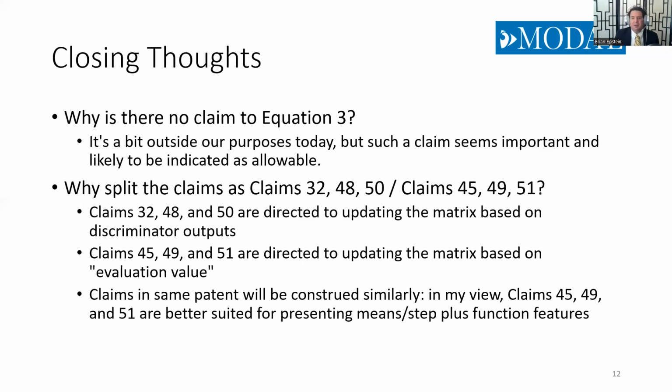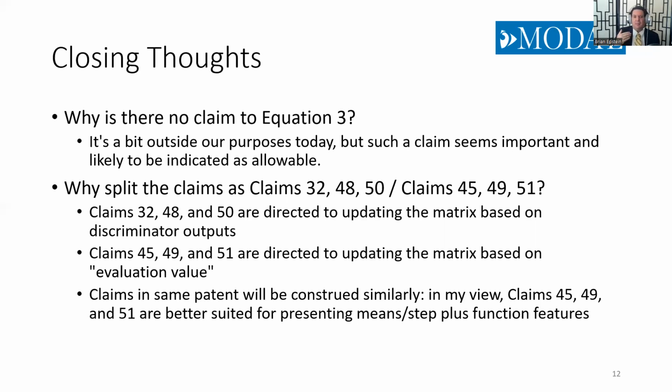I don't know this applicant. I don't know their goals. Maybe they want to fight for really broad claims. That's their prerogative. That's their choice. Maybe they want to just get a case allowed with a minimum number of office actions. That's also a choice. If they're trying to proceed efficiently, they should really have a claim directed to equation 3, because examiners often allow those claims early, even if they're not necessarily the most inventive.